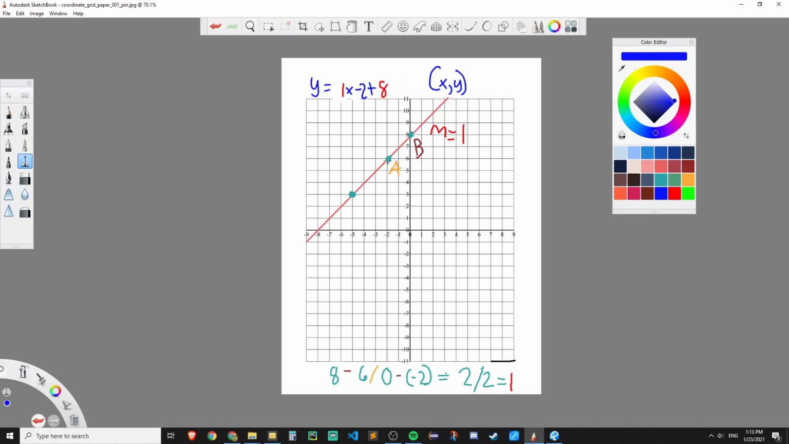And so that is a way to check whether your slope and y-intercept are correct or not. Let's try it for B. Obviously our slope and y-intercept are going to be the same because they are constants. So what is our x for B? That's 0. 0 plus 8 is 8. Is that our y? Yes, it is. Great. Our equation works.